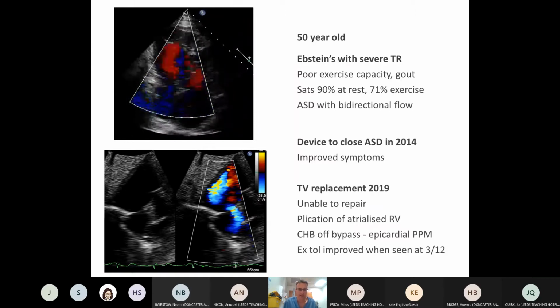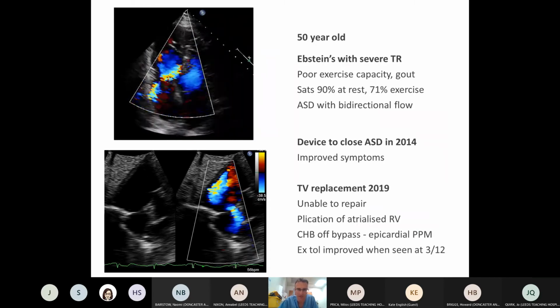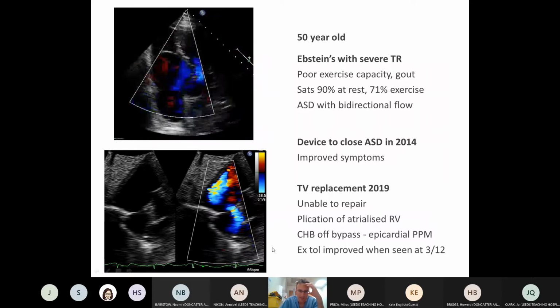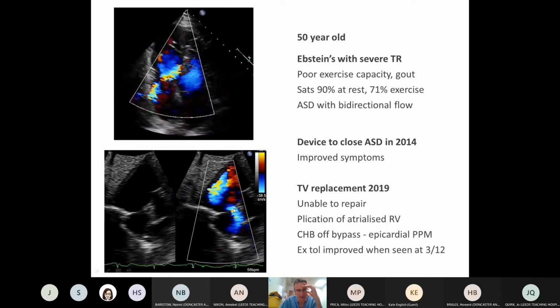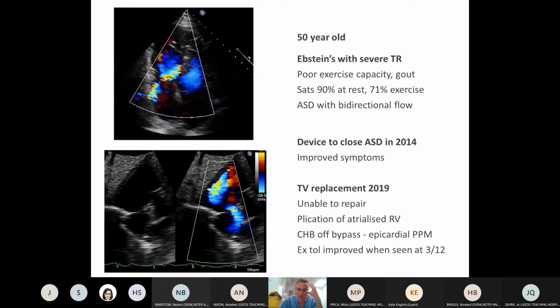So she's got pretty bad Ebstein's with pretty severe TR, but we made a decision to close her interatrial communication, and that did improve her symptomatically. It didn't put her into heart failure, it just made her exercise tolerance better. And you can see down here the element of right to left flow through that interatrial communication. She then, a few years later, did go on to have a tricuspid valve replacement.